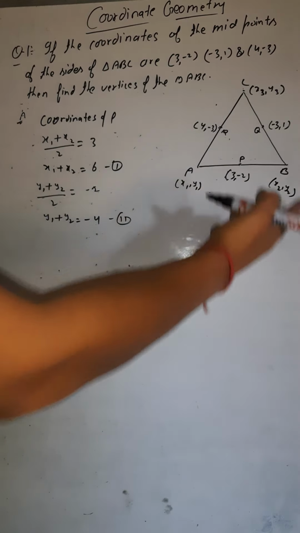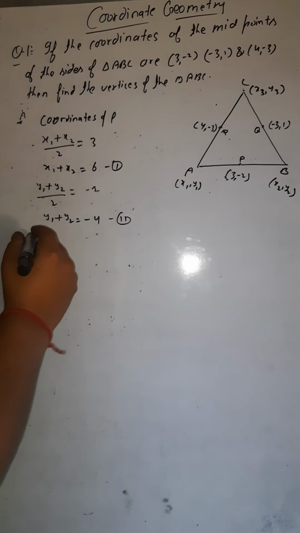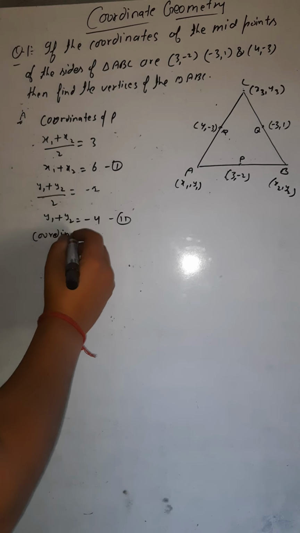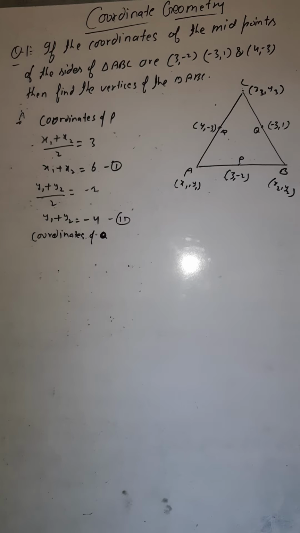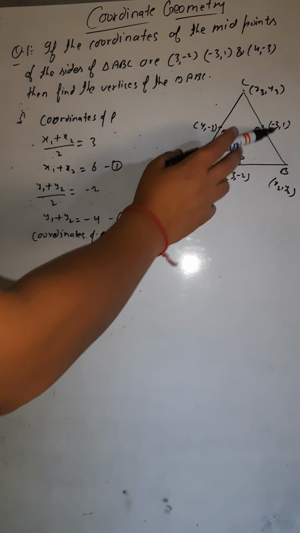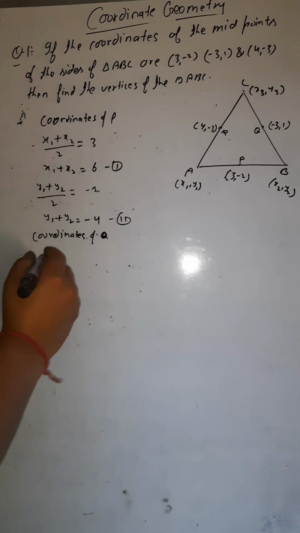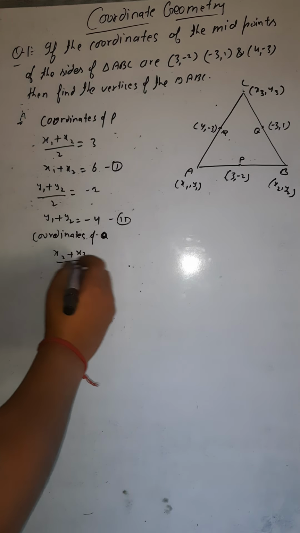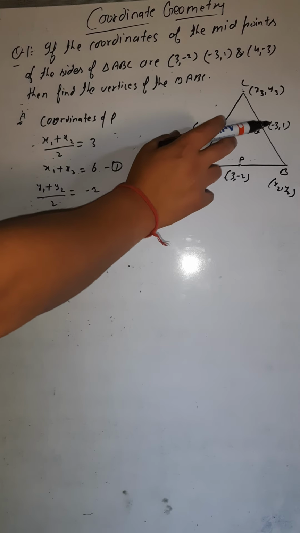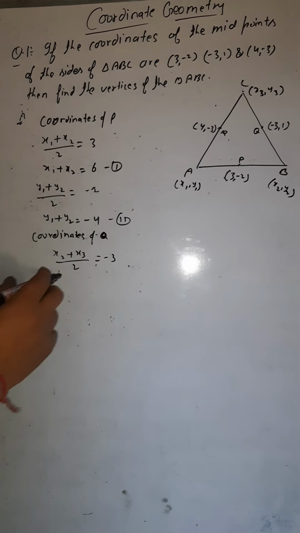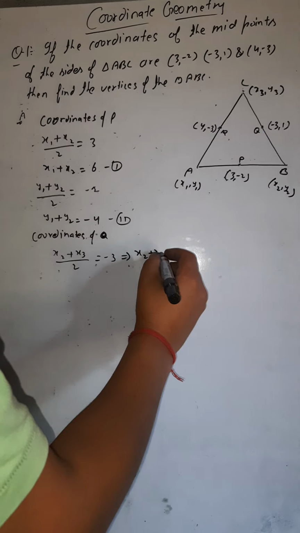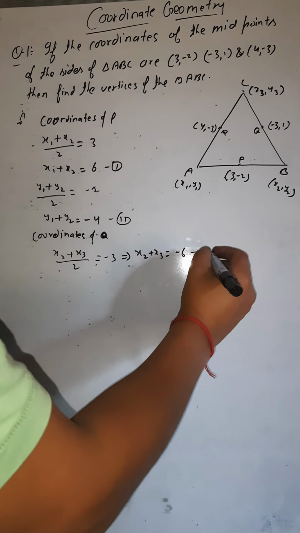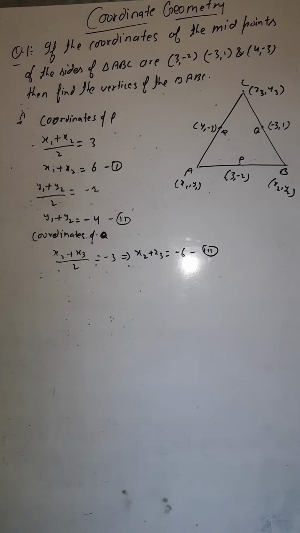Similarly, we would move to the side BC. Here we would find the coordinates of Q. What are the coordinates of point Q? If I ask you the first coordinate, it would be (x2 plus x3) by 2. So I can write x2 plus x3 by 2. This is the first coordinate, and it has been given here as -3. So multiply it here, and from here you have another equation, x2 plus x3 would be equal to -6. That would be equation number 3. Hope this is visible to you. Very good.